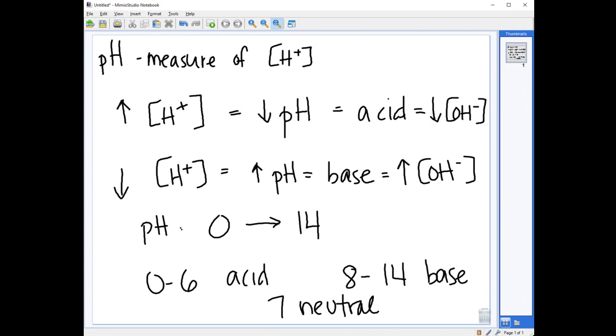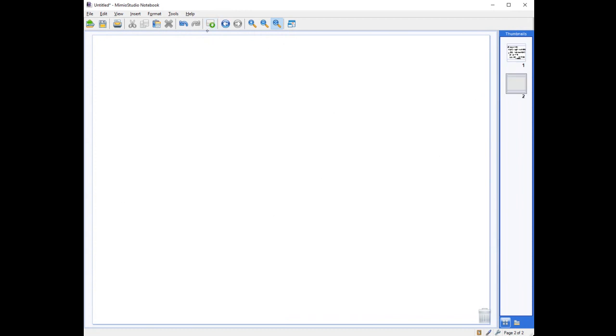Okay, but why is that? Why are those values set up the way they are? Well, that comes to what we refer to as the autoionization constant for water. So Kw is a constant, okay? It's the autoionization constant of water.